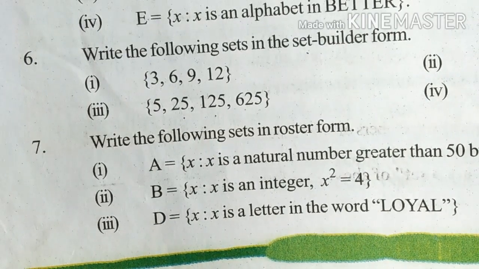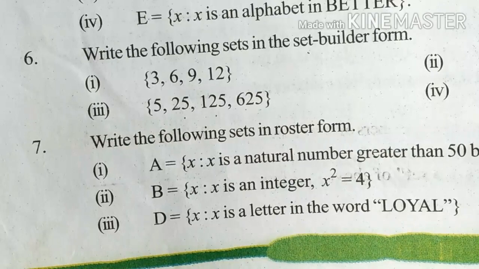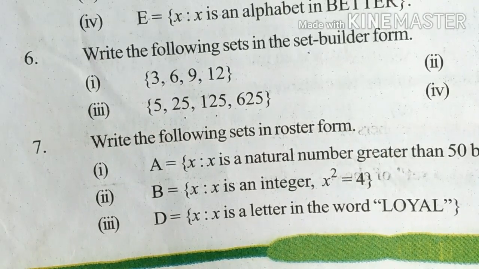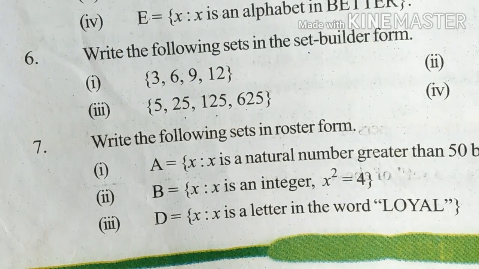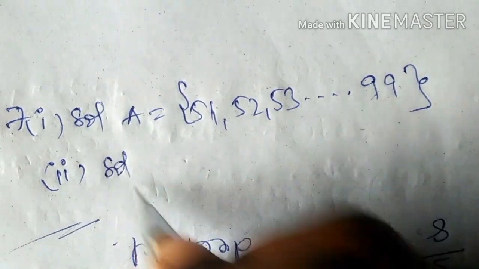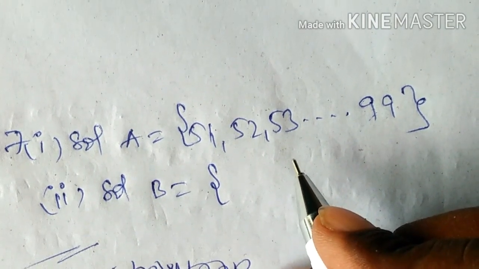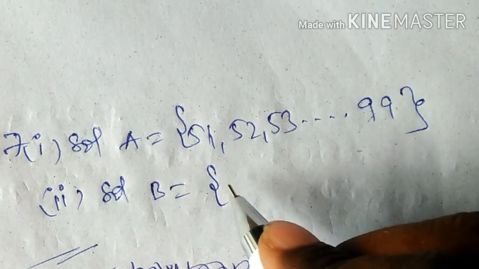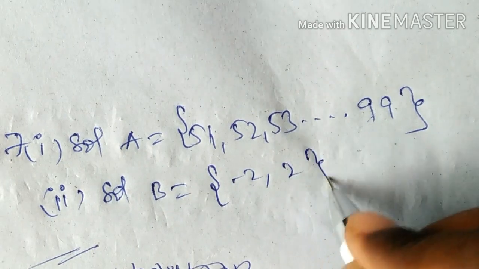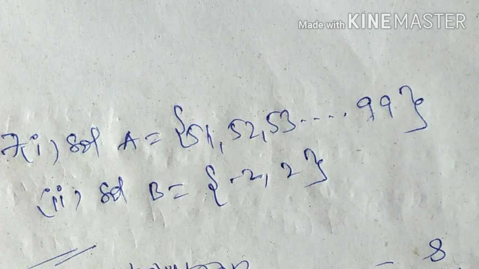How many elements exist there? Two elements: minus 2 and 2. Why? Because minus 2 into minus 2 is 4, and 2 square is also 4. Understood? Second solution, B is equal to what? Minus 2 and 2. These two are the elements present in the set B.